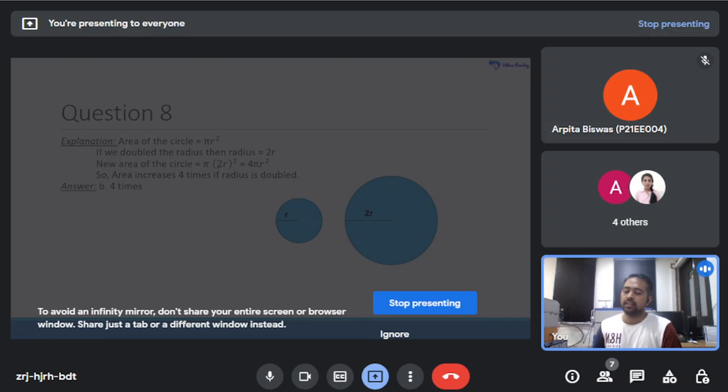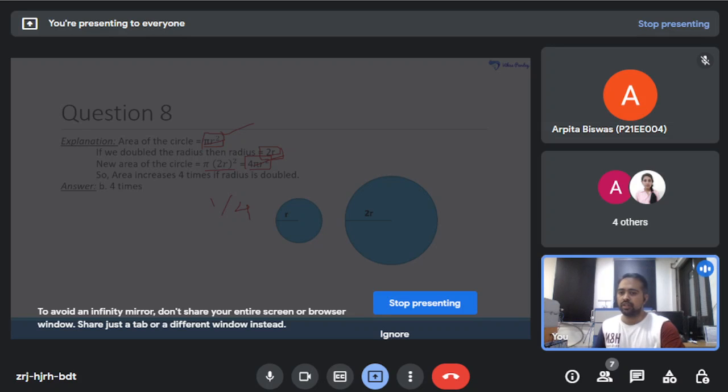So let's see the same calculation. Pi r square. Okay, we are assuming the radius to be r, and if r dash is equal to 2r, then we put it in the formula and get 4 pi r square. Okay, so if we take the ratio, pi r square cancels and we have 1 is to 4. Okay.